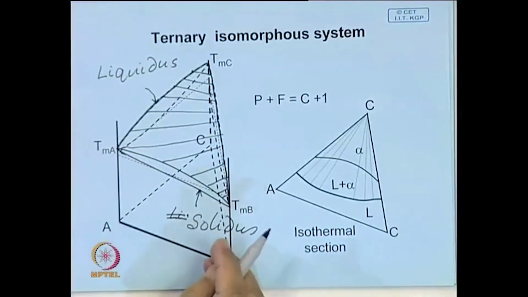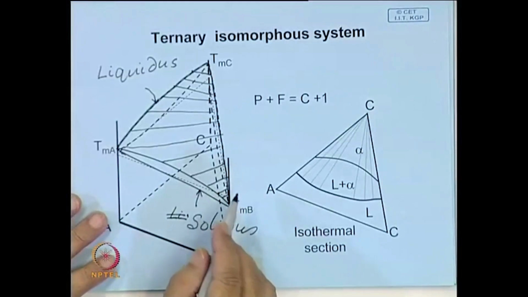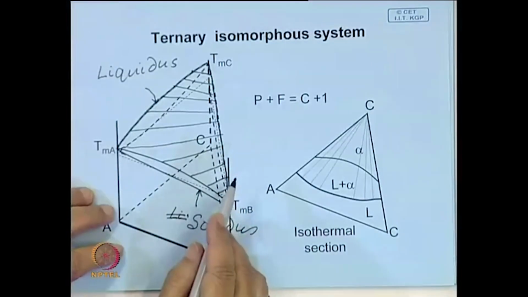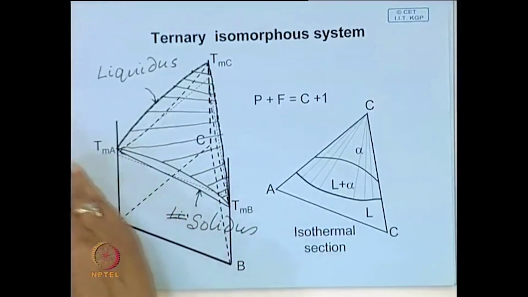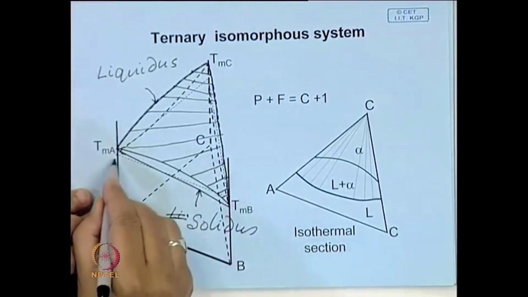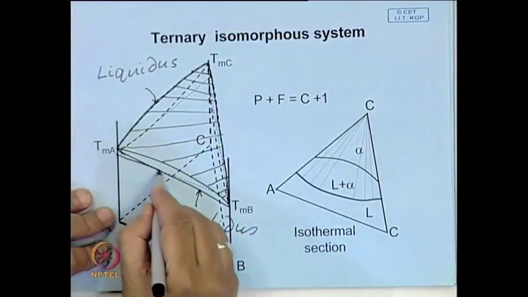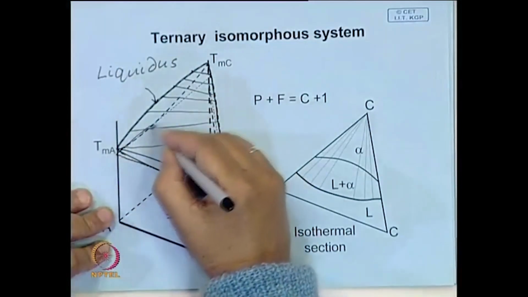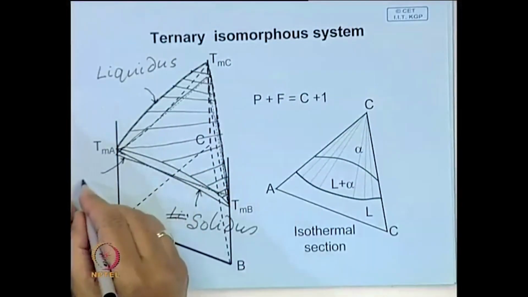So, you see in 3D it is quite difficult to visualize what the system will consist of at a particular composition and particular temperature. For this, what do we do? We take certain sections. Suppose we try and draw an isothermal section at this particular temperature. Imagine a horizontal plane, below this triangle. Horizontal plane means an isothermal plane.